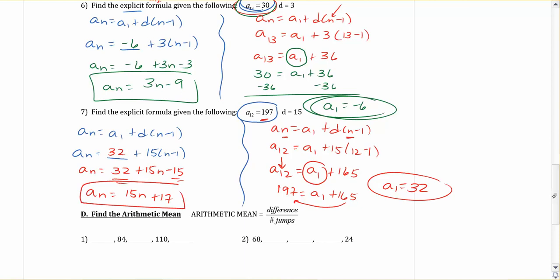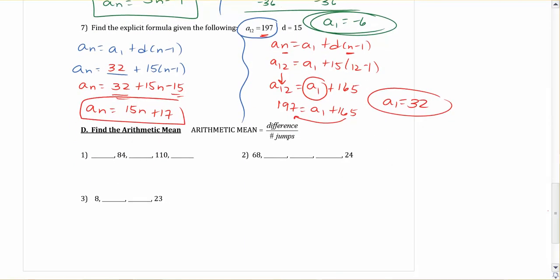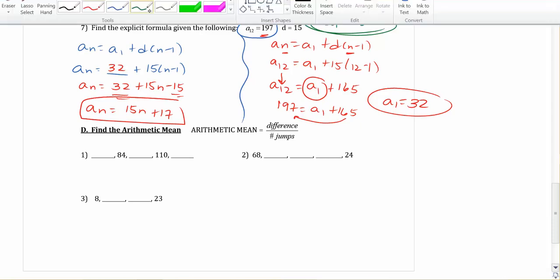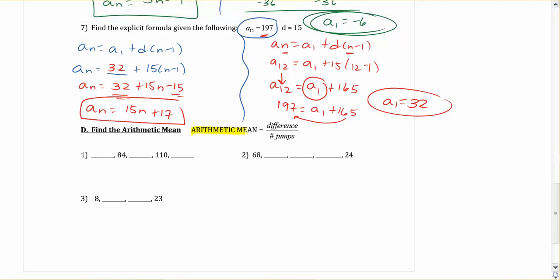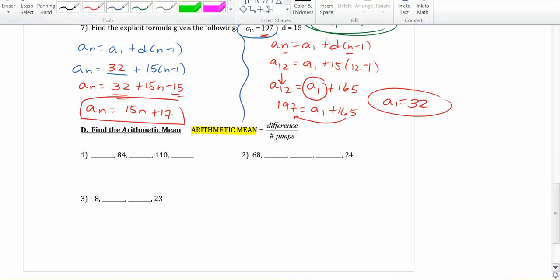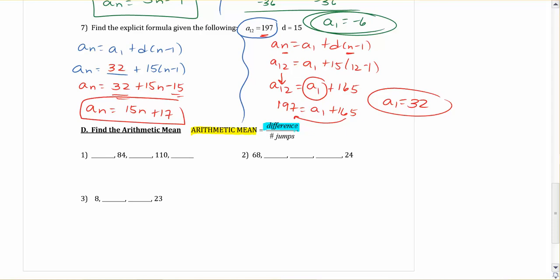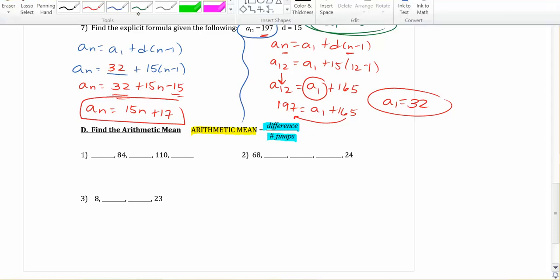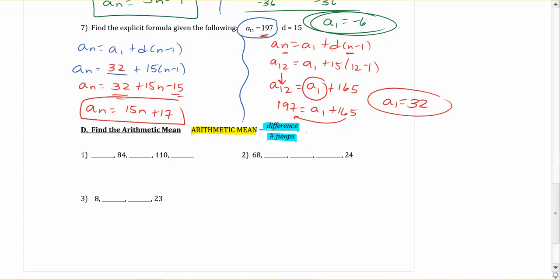All right. The last part is I'm trying to find out blanks. So I'm going to use what we call the arithmetic mean. I want to find missing terms when I know it's an arithmetic sequence. The best way of doing that is to find this arithmetic mean. What I'm going to do is take the difference of the two numbers, the second minus first, over the number of jumps, right? And that's going to give me my common difference. And that's going to be a huge help because once I know the common difference, I can add or subtract to get my pattern. So let's look at number one.